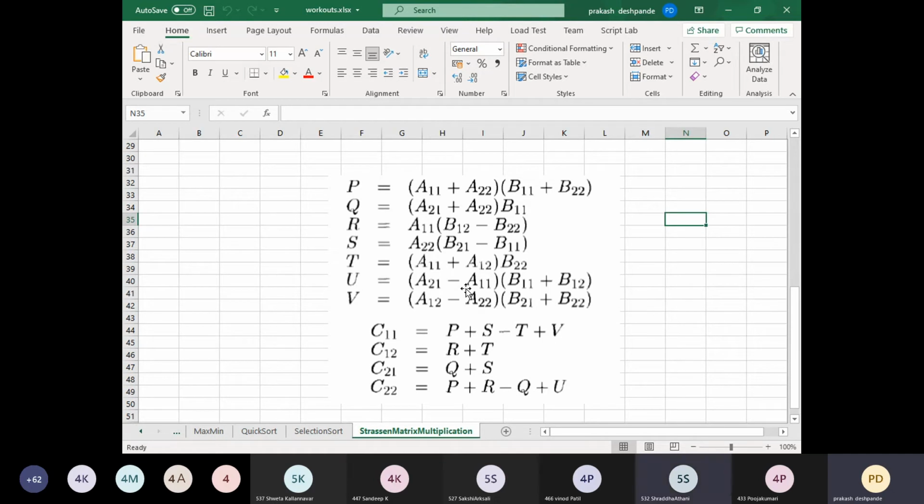Fine. Any doubts related to the concept of divide and conquer, how it works, and how we can work it out here using matrix multiplication? If there are any doubts, we still have the time. I will take up the questions.